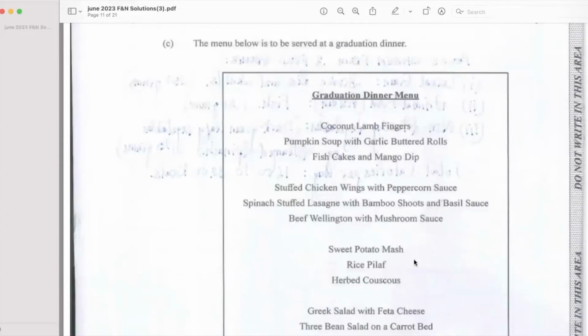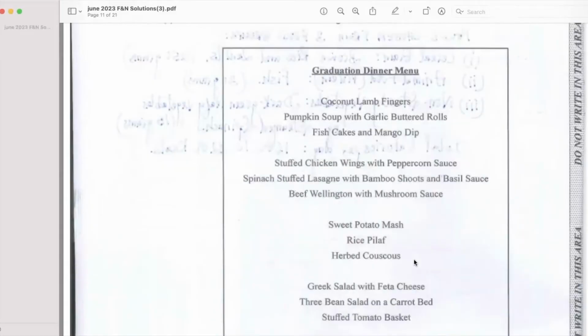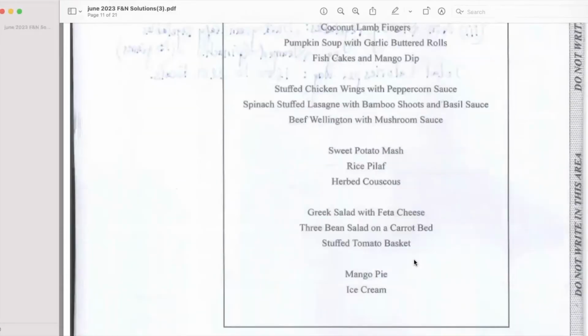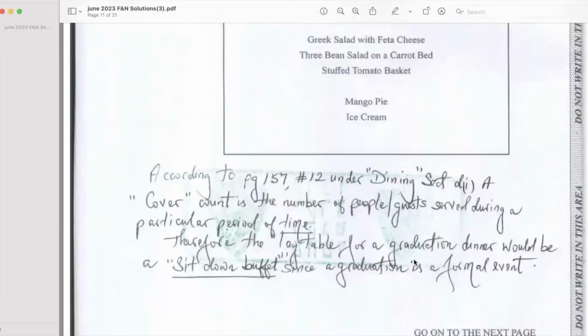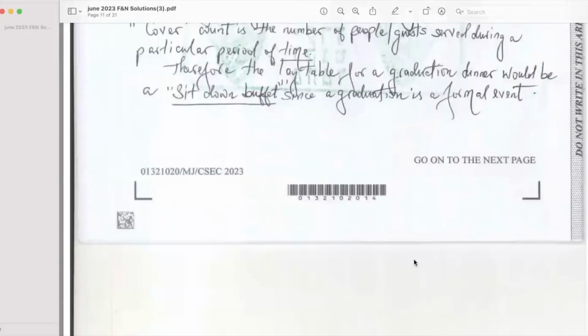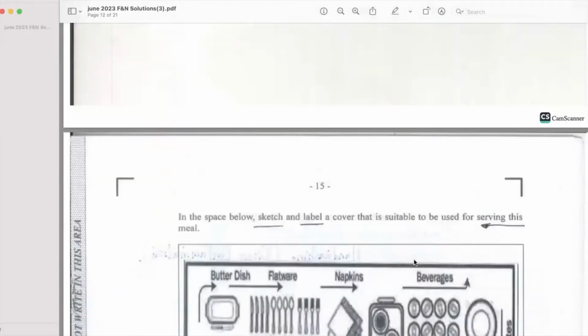And then they have sweet potato mash. They have rice pilaf, herbs, couscous. And then they have Greek salad with feta cheese. And then they have the dessert, which is the mango pie and the ice cream. So let's see the question. Right. So you say, in the space provided, sketch and label a cover suitable for serving that meal.